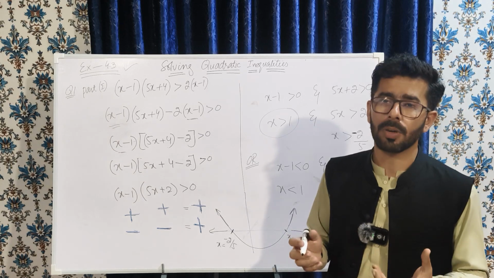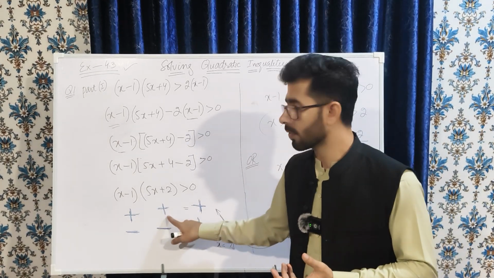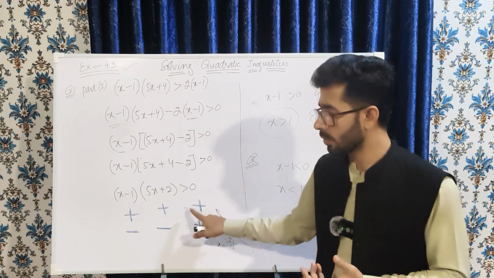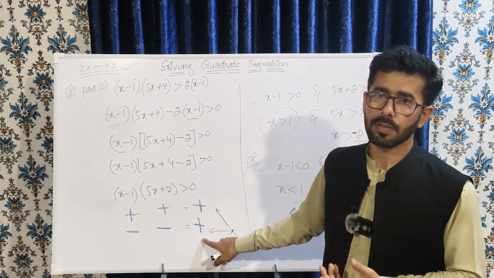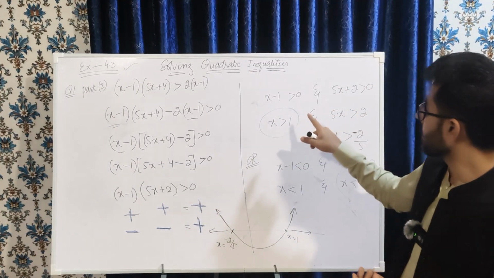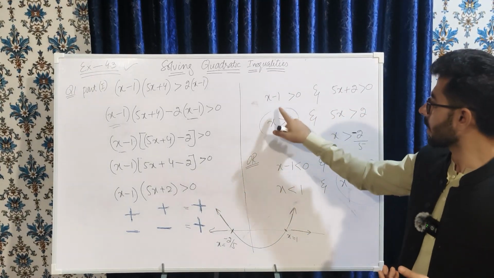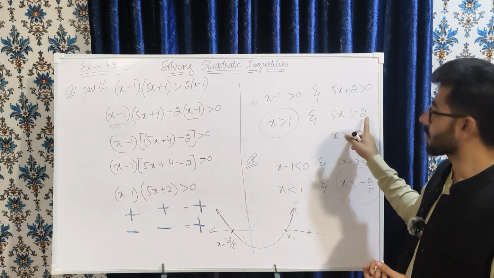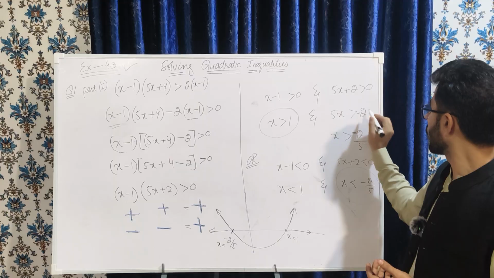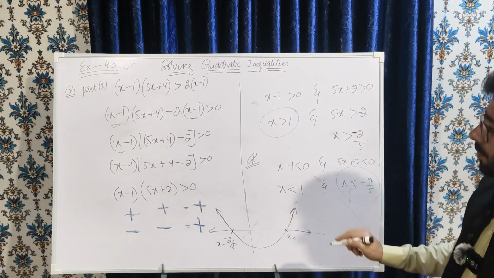That means their product is positive. We have the cases that either both of the factors be positive to give us a positive result, or both of them can be negative to give us a positive result, as we did in the previous video. So considering both of the factors to be positive, we get x bigger than 1 from the first factor and 5x bigger than negative 2 or x bigger than negative 2 by 5 from the second factor.